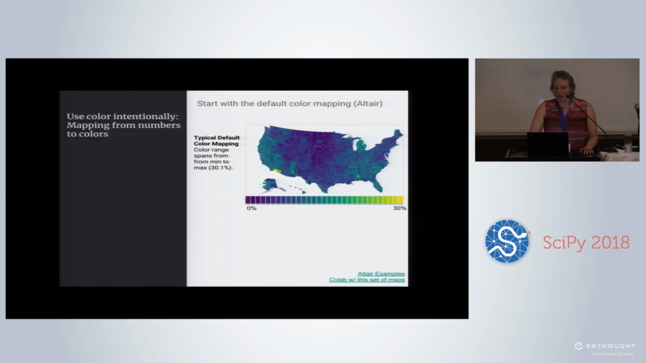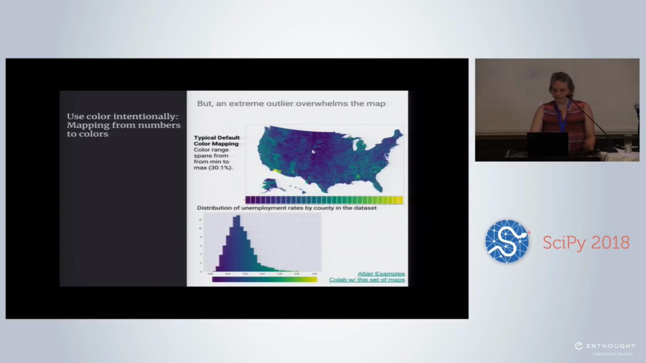This is the default. And there's that one yellow county and that one green one. And maybe there's a little more green here and a little more green here, and maybe some more purple here. But that's about all that jumps out at me. And if we look at the distribution of unemployment rates by county in the data set, we're actually using half of our color range from 15% to 30% for just 4.5% of our data. And maybe that's a good idea. Maybe we want to do that.